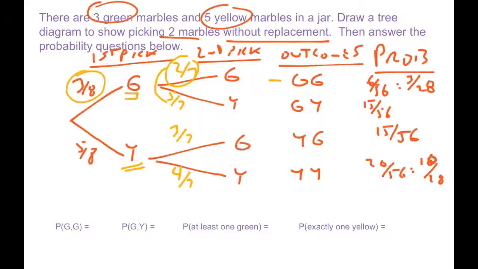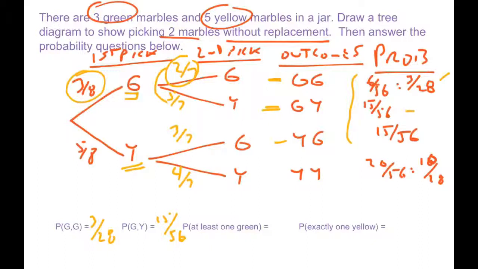All right, now probability of green green. There's green green right there, so that probability 3/28. Green yellow, that's right there, so that's that probability 15/56. At least one green. There, there, and there. So add up those three probabilities.